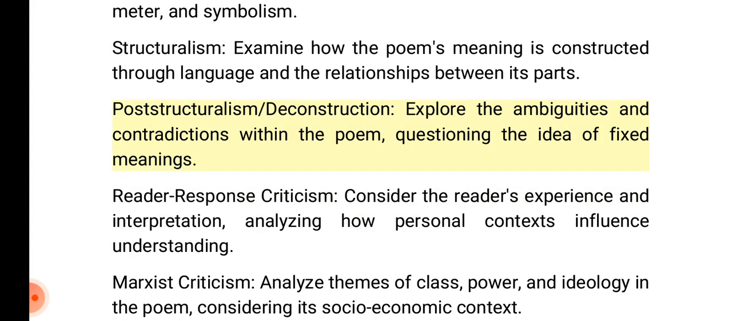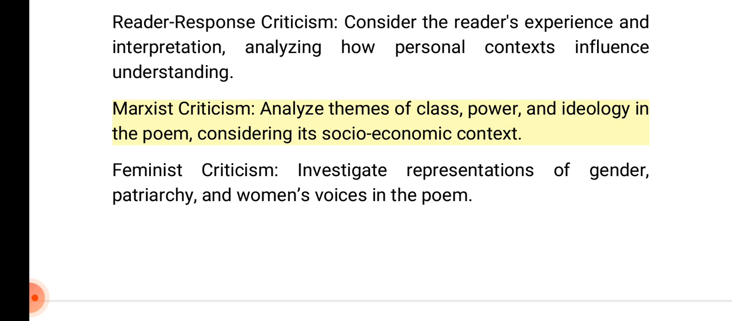Post-structuralism, deconstruction. Explore the ambiguities and contradictions within the poem, questioning the idea of fixed meanings. Reader response criticism. Consider the reader's experience and interpretation, analyzing how personal contexts influence understanding. Marxist criticism. Analyze themes of class, power, and ideology in the poem, considering its socio-economic context.